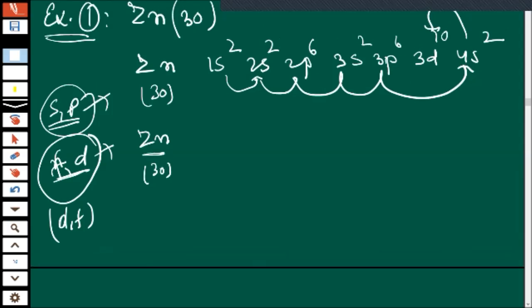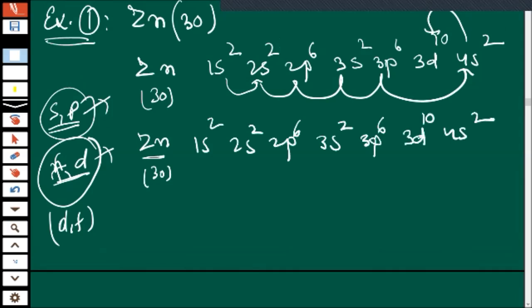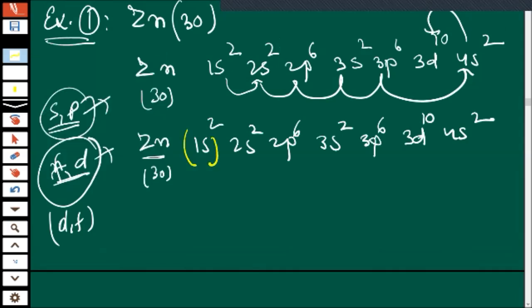So now see, I am making groups. 1s2, 2s2, 2p6, 3s2, 3p6, 3d10, 4s2. This is the 1s group. This is the second orbit, SP group. This is the third orbit, SP group. This is the third orbit, D group. There is no F at all. This is the 4s group.